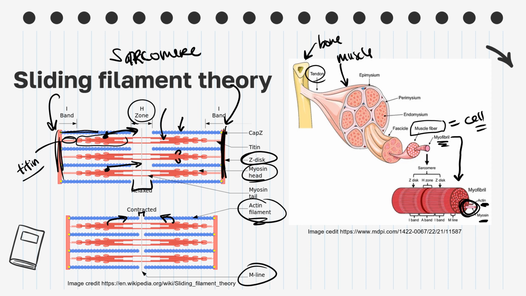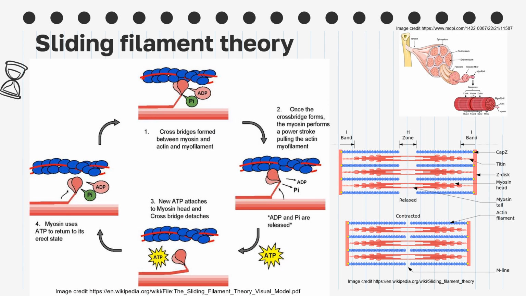And notice that my Z discs are now closer to each other. The whole entire sarcomere is shortened during contraction. It's a lot to think about, right? Let's look at this in a little bit more detail. And you're probably thinking, more detail? Yes, my friends, more detail.